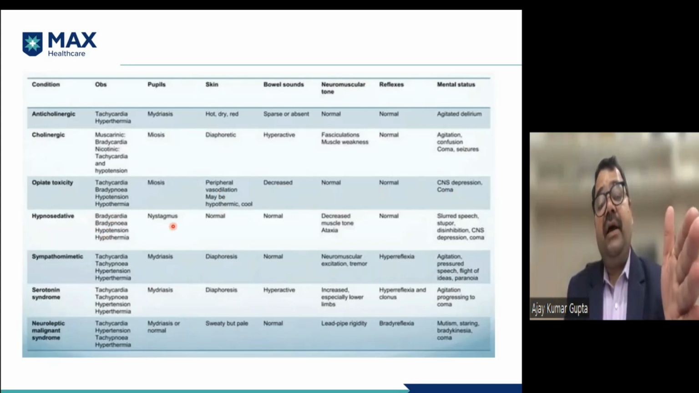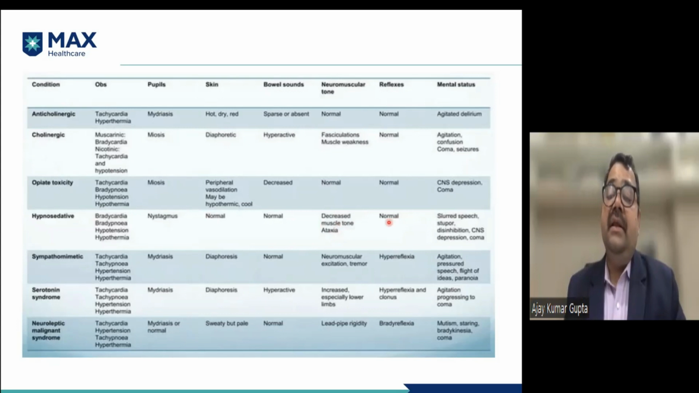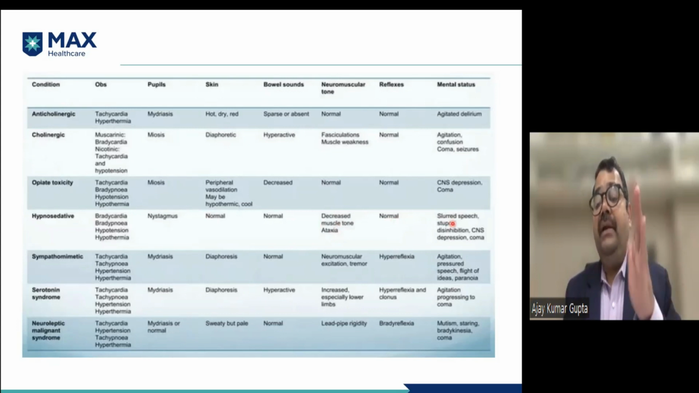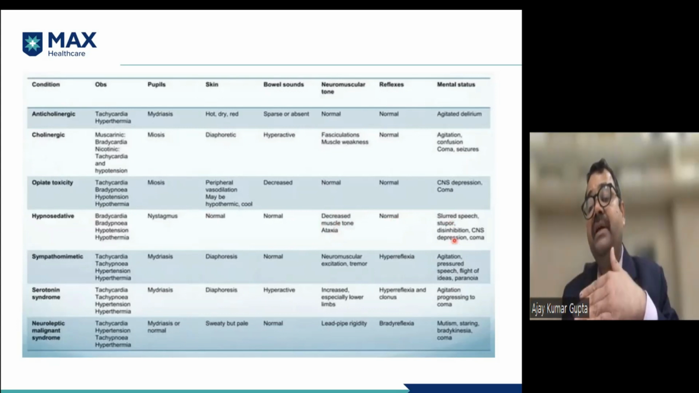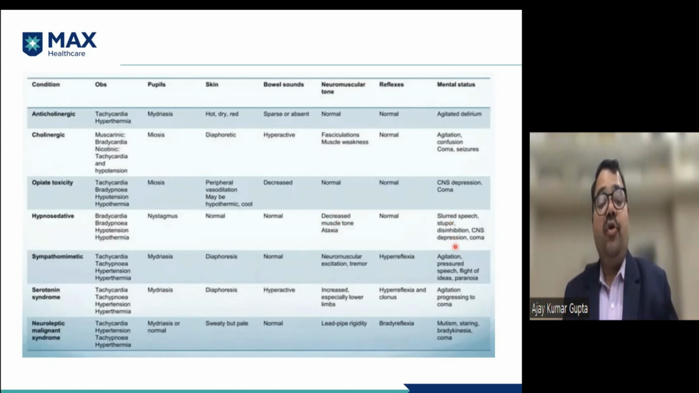If we talk about the eyes or the pupils, the skin will be normal, the bowel sounds will be normal, there will be decreased muscle tone, or the patient may also have ataxia. The reflexes are normal. For the mental status, the patient will have slurred speech, and may present with stupor, disinhibition, CNS depression, or coma also.